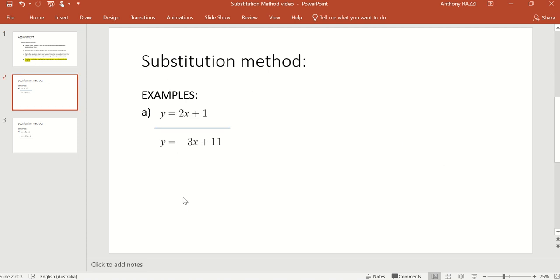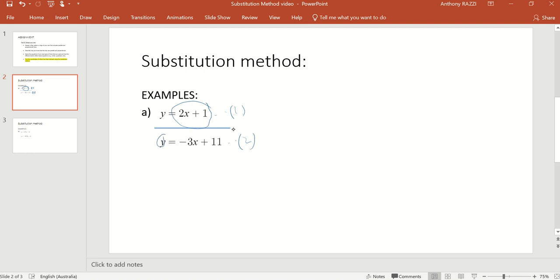What you need to do is substitute one equation into the other. So these are the equations of two straight lines, okay? And what you're going to do is substitute one equation. So say if this is our first equation, and this is our second equation, we're going to substitute this equation, y equals 2x plus 1, into this equation. So we have y equals 2x plus 1.